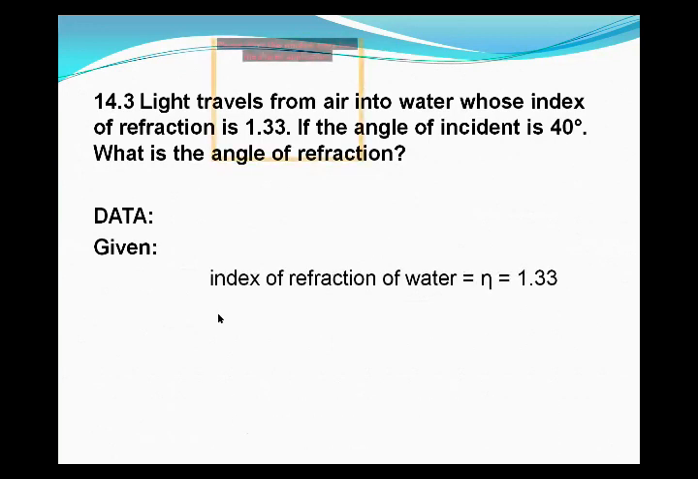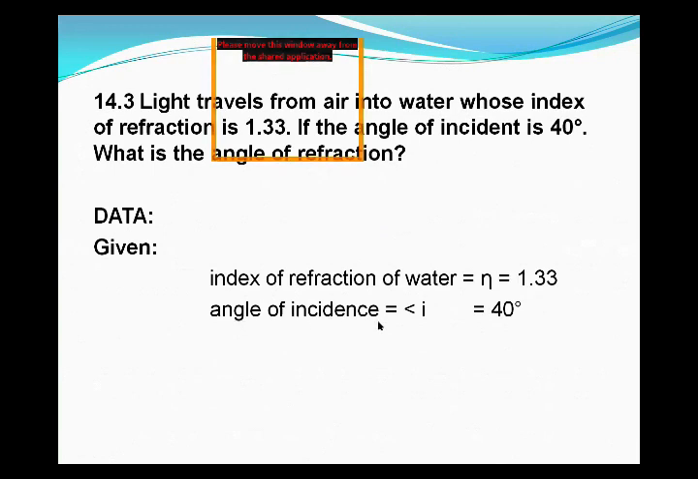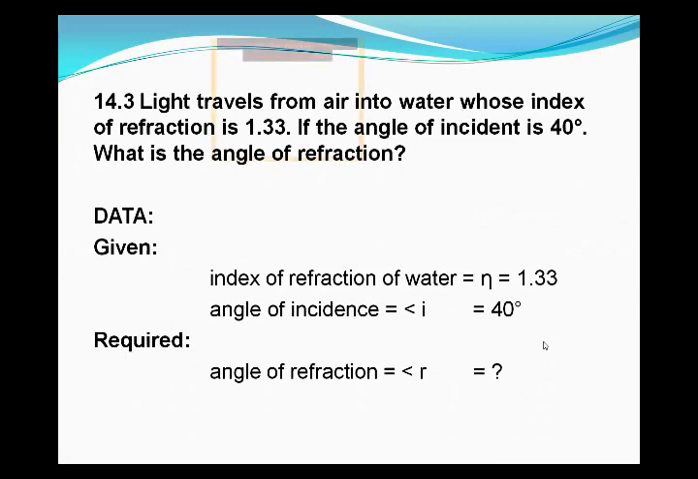Now, in the given, we have the index of refraction of water equal to n, that is equal to 1.33. This is the index of refraction of water. After that, we will write the angle of incidence, angle I, that is equal to 40 degrees. Now, the required is the angle of refraction, and the angle of refraction is represented by angle R.